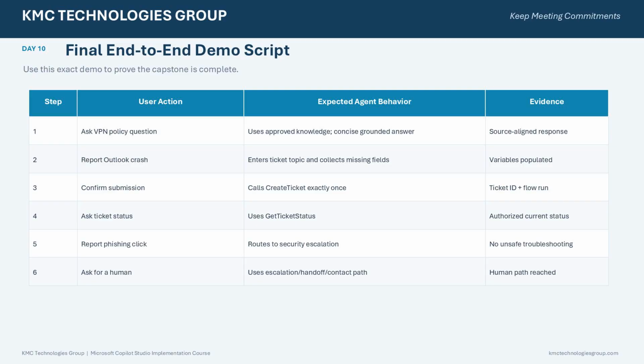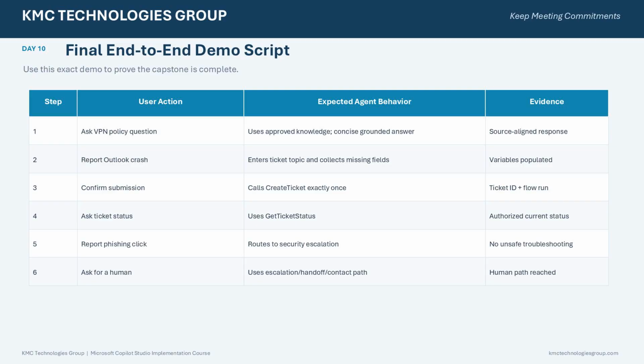Third, the user asks for the status of the newly created ticket. The orchestrator should choose Get Ticket Status rather than creating a duplicate ticket. The tool performs an authorized lookup and returns the current safe ticket information. The acceptance evidence is the authorized current status.